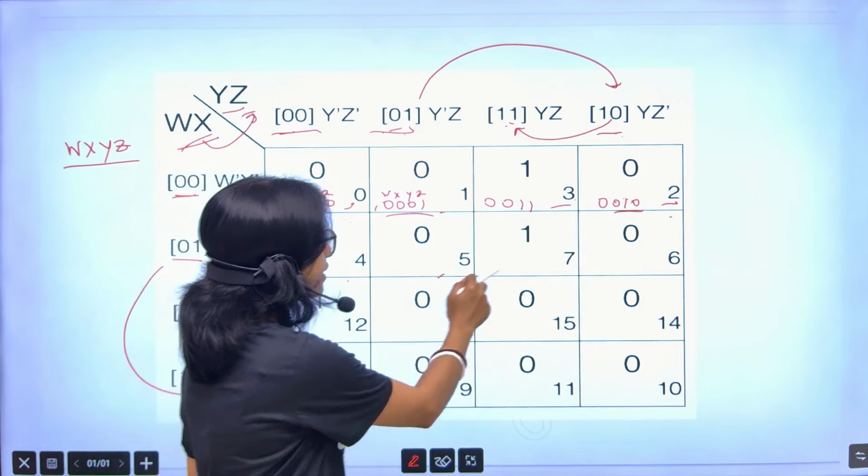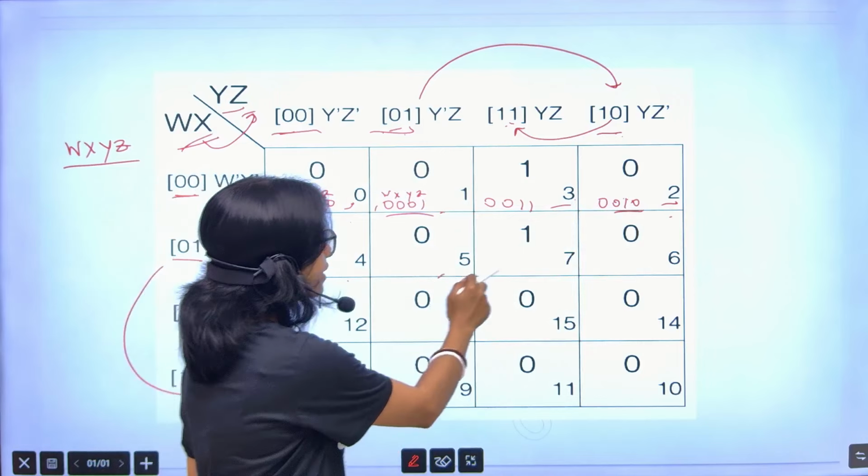This cell is 0 0 0 0, that's why it is 0. It is okay. This is 0 0 0 0. Now see, wx 0 0, yz 0 1. This one is 0 0 0 1, that's why this is 1. 0 0 1 0, this is 2. 0 0 1 1, this is 3. It is coming column wise. Here it was coming row wise, this is coming column wise.